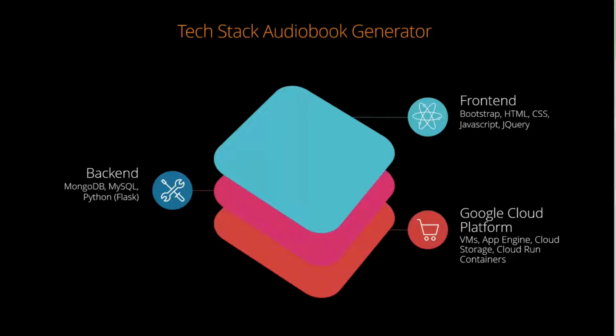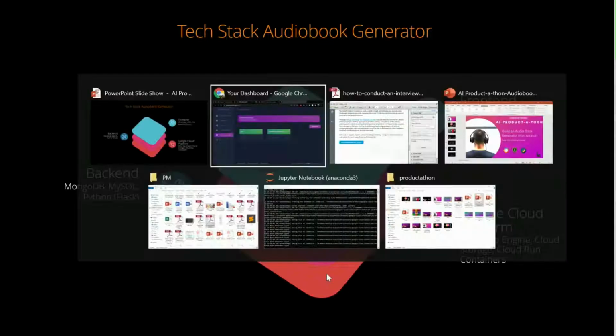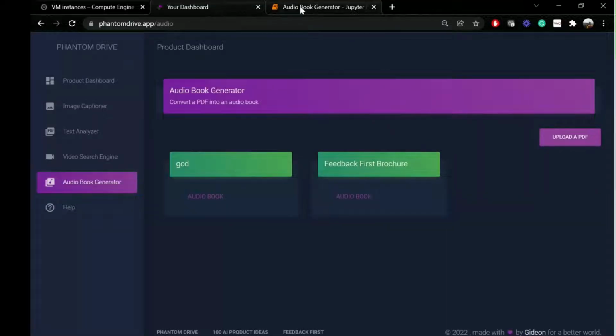And the front end is Bootstrap, HTML, CSS, JavaScript, and jQuery. So all the website that you have just seen, that website is actually built using jQuery, CSS, and JavaScript. Okay. Now let us see what happens behind the scenes, because you also need to understand how you can build it.